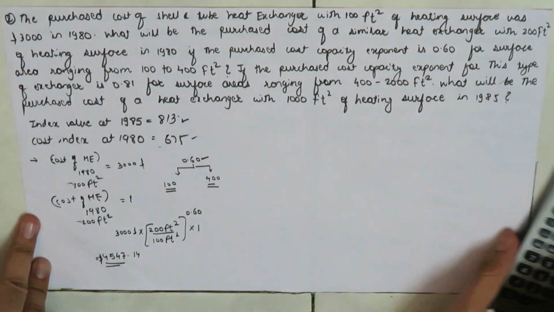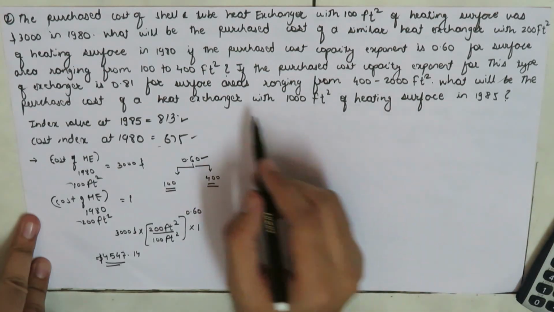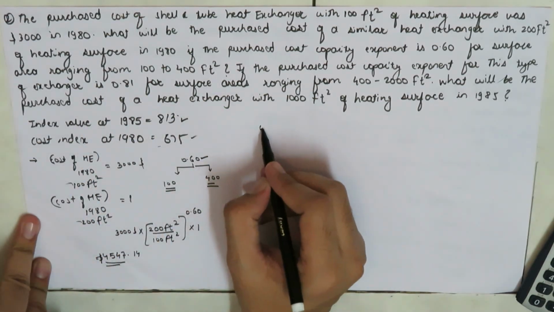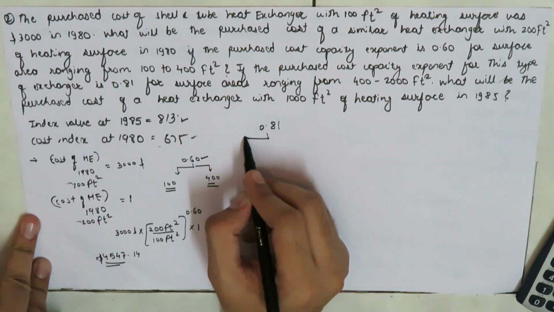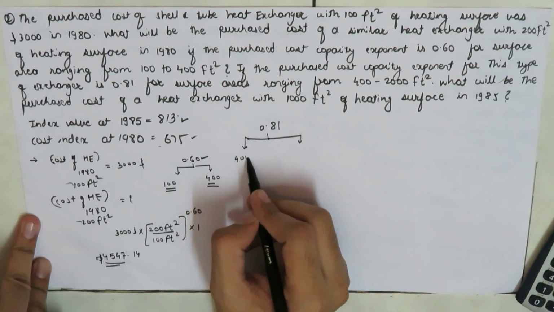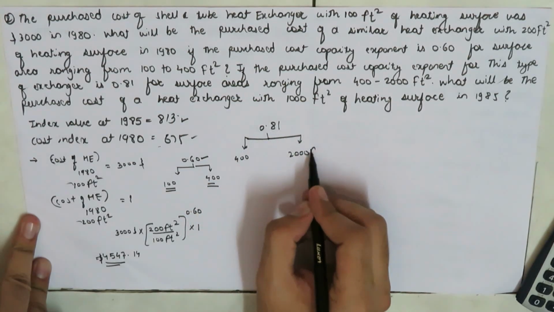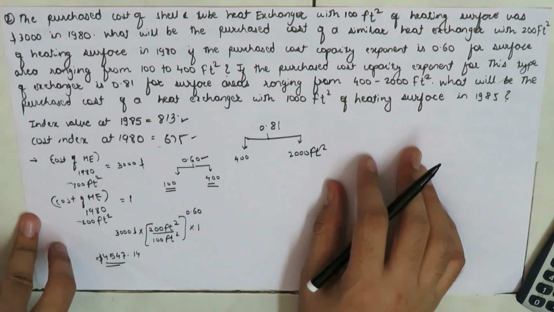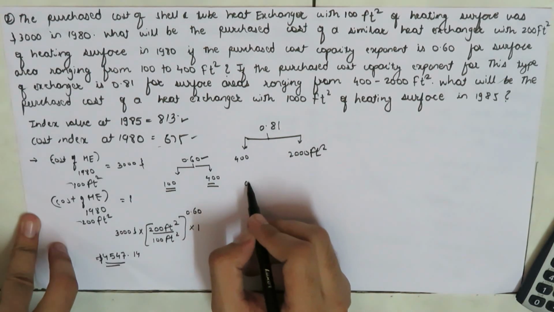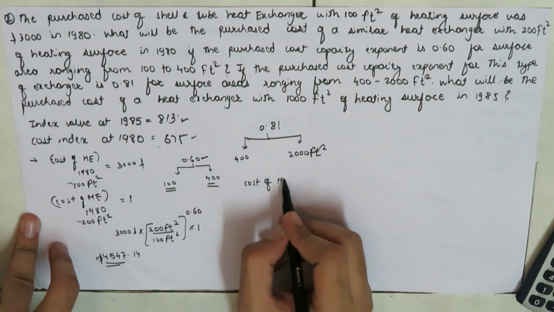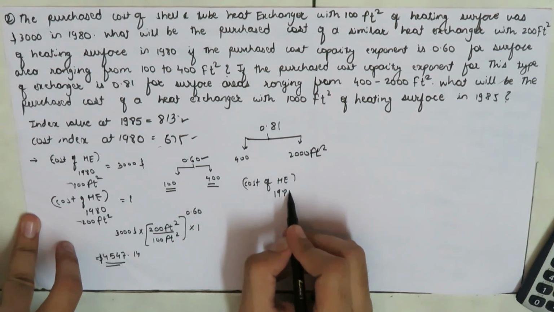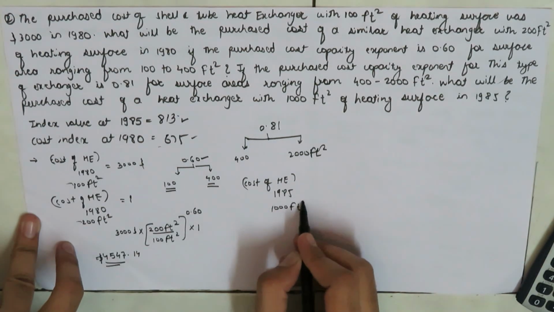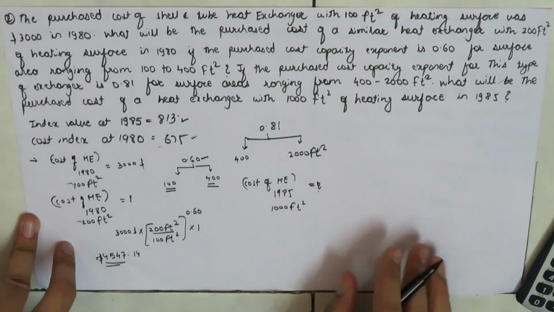$4547.14. And further, the purchase cost capacity exponent for this type of heat exchanger is 0.81 for the surface area ranging between 400 feet square to 2000 feet square. Then what will be the purchase cost of the heat exchanger with 1000 feet square of heating surface? So we need to find the cost of heat exchanger in the year 1985 whose area is 1000 feet square, which is equal to question mark.